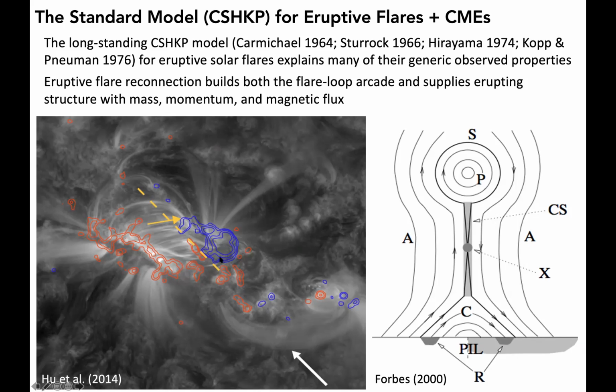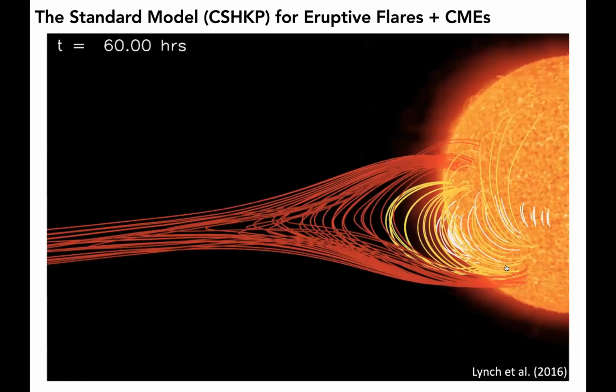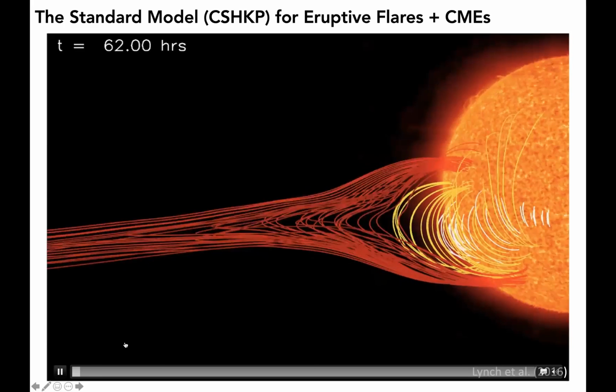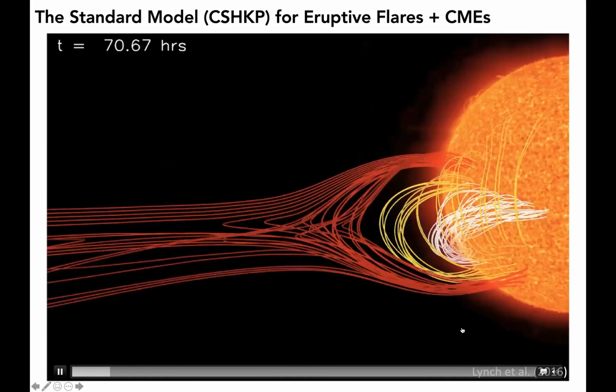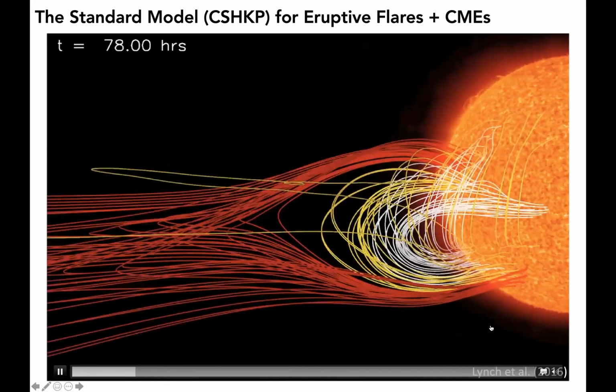And so these loops are bright because there's a bunch of energy released in the reconnection region, and energetic particles come down and hit the chromosphere, cause upwelling and thermalization. And so you can get temperatures of 10 million Kelvin in this process pretty easily. What this looks like dynamically is shown in this simulation that we did in 2016.